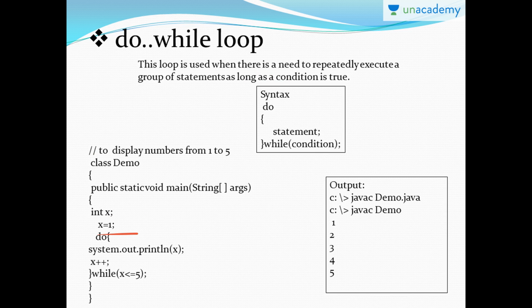to it, asking to print the value of x once at any cost, and then increment the value. Now the x value is 1, test it. If x is less than or equal to 5, that means 1 is less than or equal to 5, it is true, therefore it goes here. Again it is printing the x value, again it is incrementing.